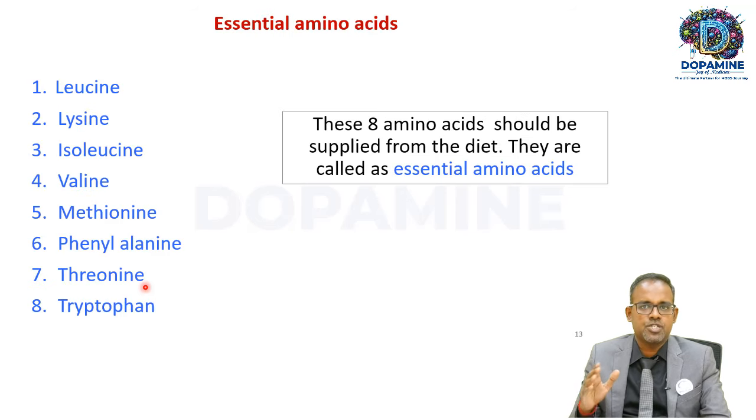These are the essential amino acids: leucine, lysine, isoleucine, valine, methionine, phenylalanine, threonine, and tryptophan. These 8 amino acids should be supplied only from the diet. They are called essential amino acids.